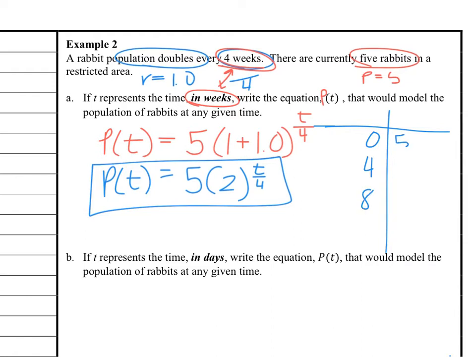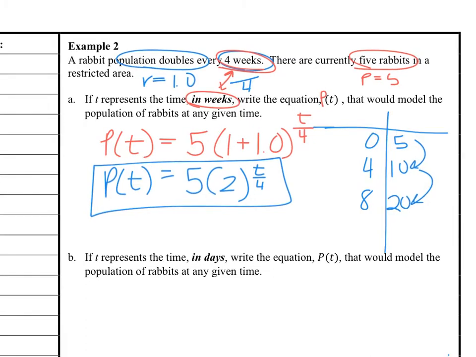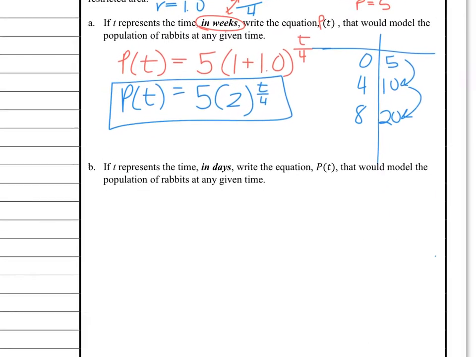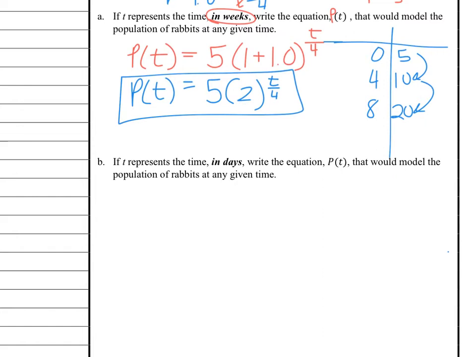At 0 weeks, we started at 5, then it doubles to make 10, then that doubles to make 20, and so on and so forth. So if we wanted to, we could test out our equation, make sure that works. In the next part, part B, it says if T represents the time in days, right? The equation that would model the population of rabbits at any given time.